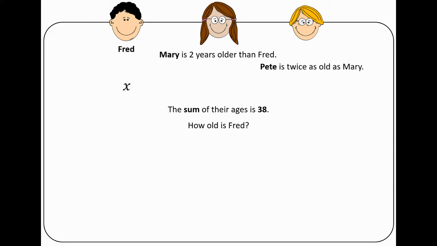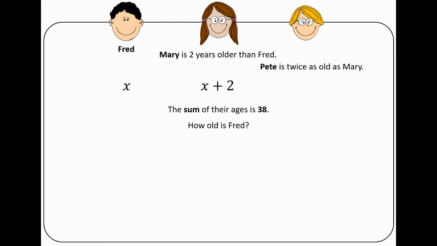So, but remember, if you use A or Z or whatever it may be, make sure it's consistent. I can't use Fred as A and then Mary's 2 years old. I can't say Fred is A and then Mary is x plus 2. No, you have to keep it consistent. I like using x because it's easier.